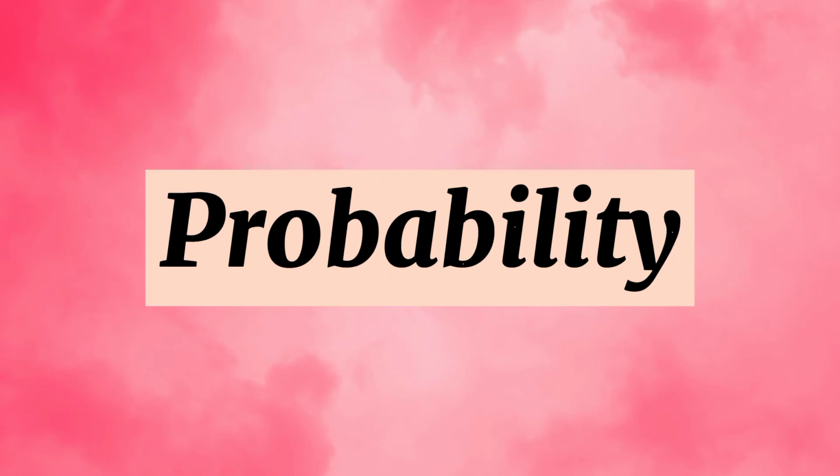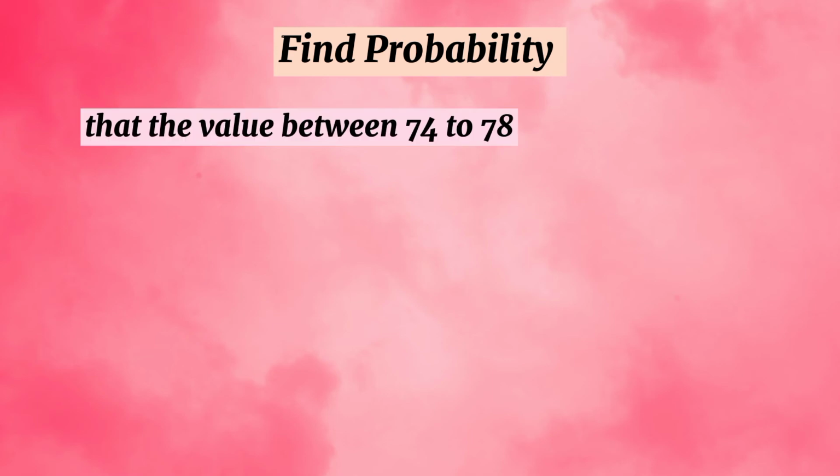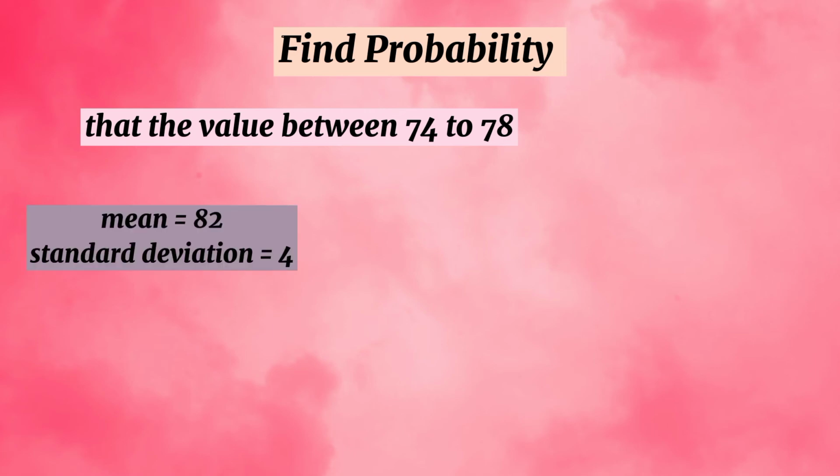Next, how to do probabilities. We can also determine probabilities using z-scores. For example, find the probability that the value is between 74 and 78. If your mean is 82 and standard deviation is 4, you must find the z-scores first to know the probabilities. Using the z-score formula, the value minus the mean, divided by the standard deviation.